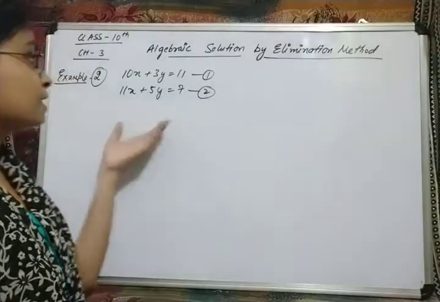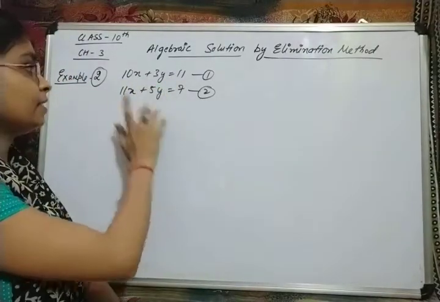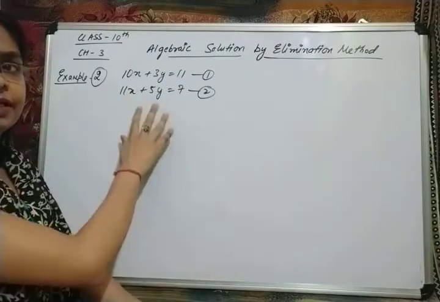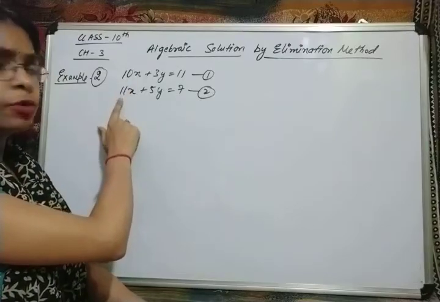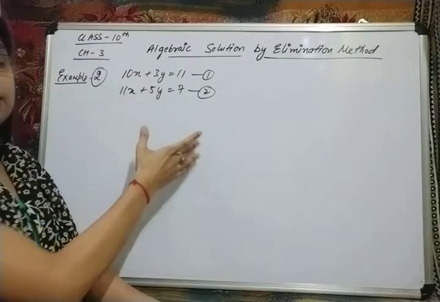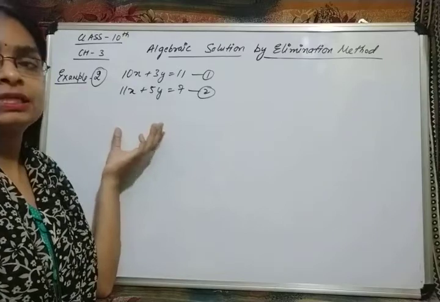So now I have taken a second example. The equations are 10x plus 3y is equal to 11 and 11x plus 5y is equal to 7. So first we'll check whether it is a consistent pair or inconsistent. So a1 upon a2, 10 upon 11, and b1 upon b2, 3 by 5, which is not equal. So a1 upon a2 is not equal to b1 upon b2. So this has a unique solution, consistent pair.